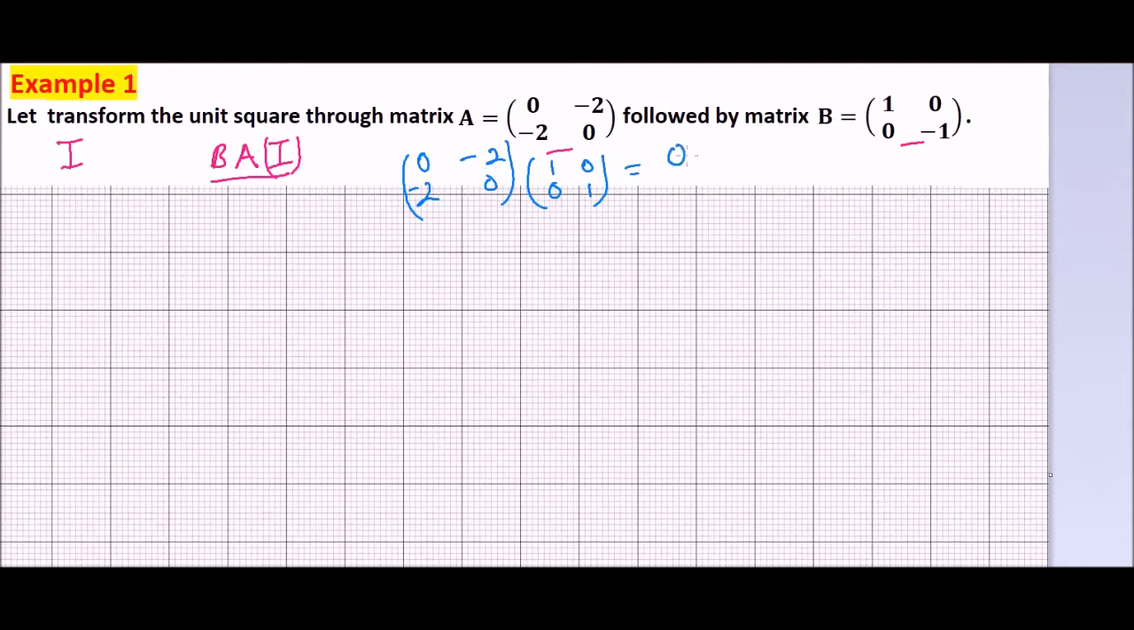So let's draw the unit square. That is our start, the origin. Let's say this is our 1. This is our 1. This is Y. This is X. So our unit square will be this.